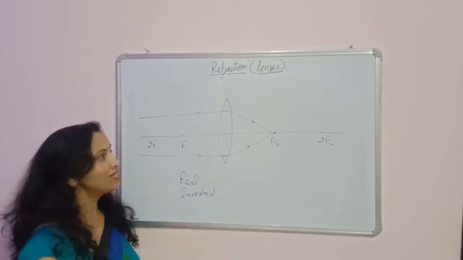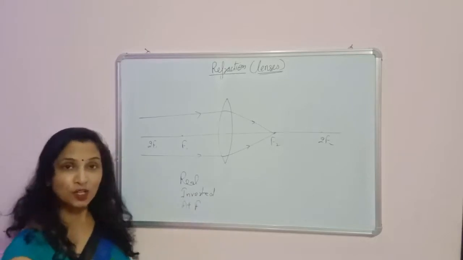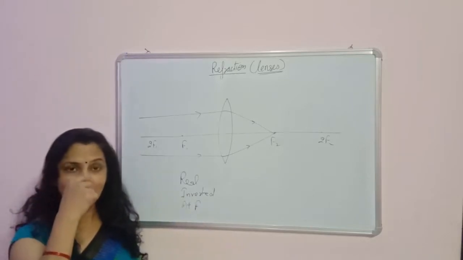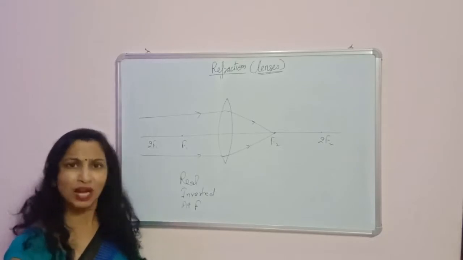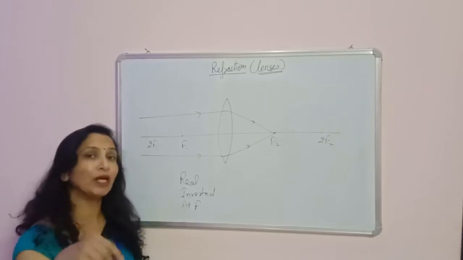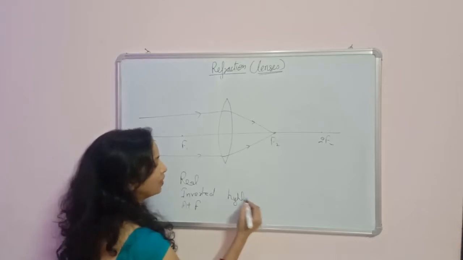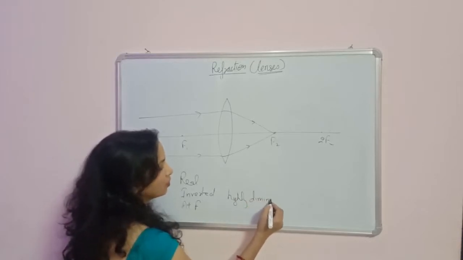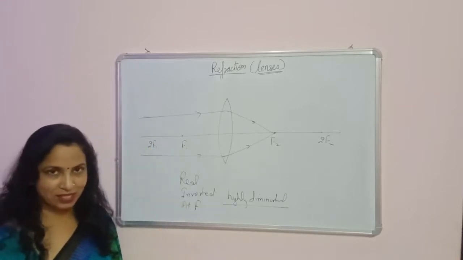Okay, and meeting at the focus. Since the object is at infinity, it means the object is really so large, and the image formed is very small as compared to the object. So we can say it is a highly diminished image. Highly diminished. So this is the nature of the image.